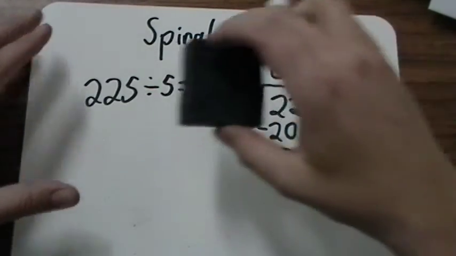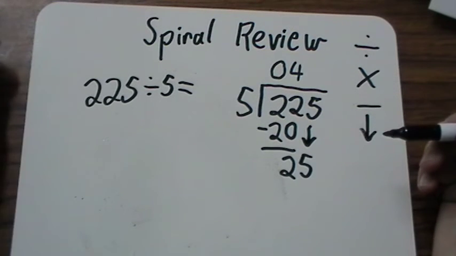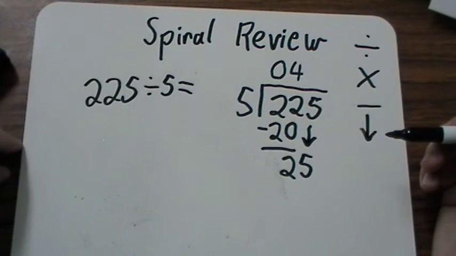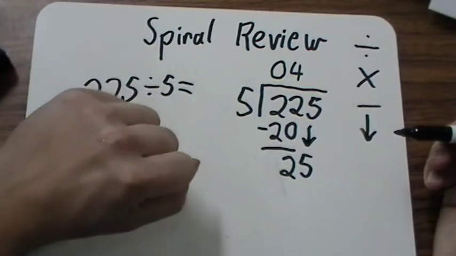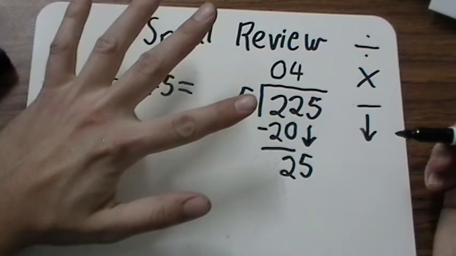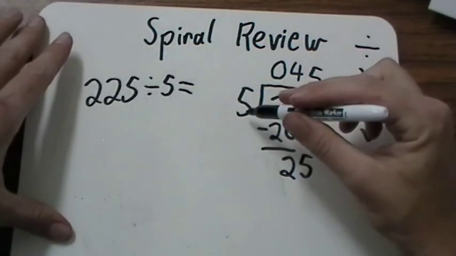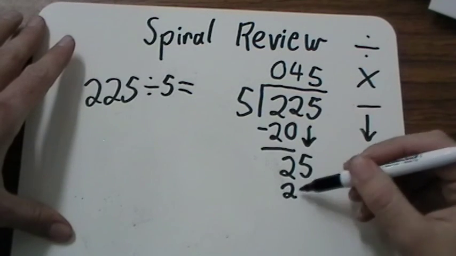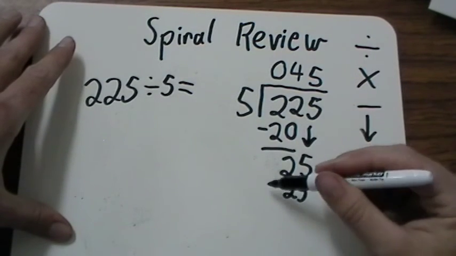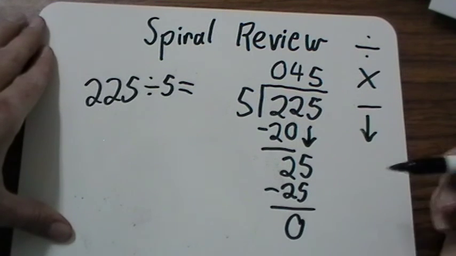Divide, multiply, subtract, and bring down. Bring down this 5. Now it's 25. Well, let's do 5 into 25. Get your fingers ready again. 5, 10, 15, 20, 25. How much is that? 5. What's 5 times 5? 25. Divide, multiply, subtract. 25 subtract 25 is 0.